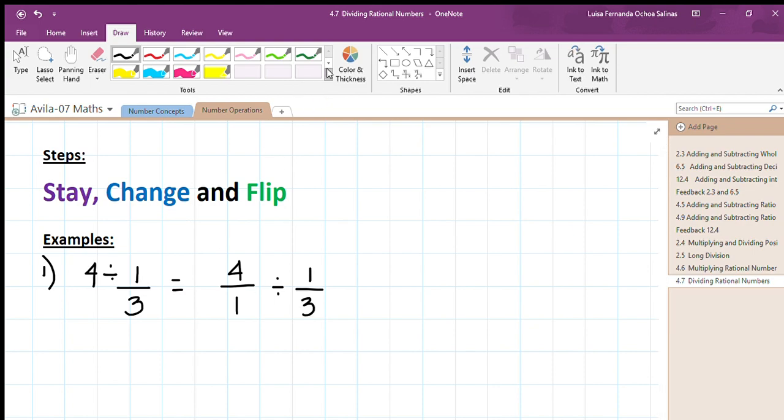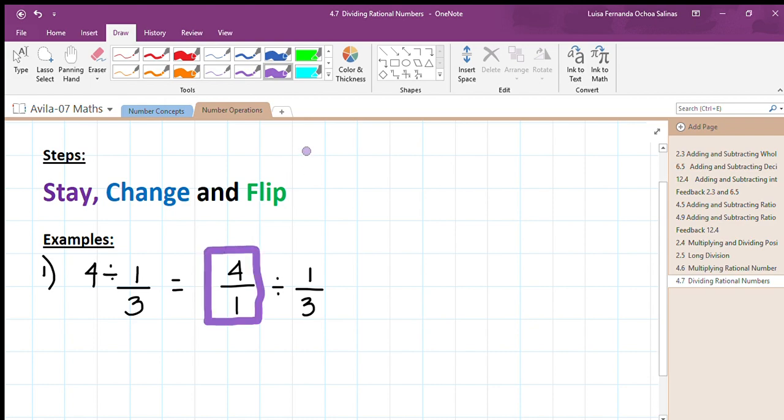So stay. By stay, what do we mean? Stay means that the first fraction is going to stay exactly the same. The second part says change. Change means that we're going to change our division sign. And then flip. Flip means that we are going to flip our second fraction. So let's do those steps in order.